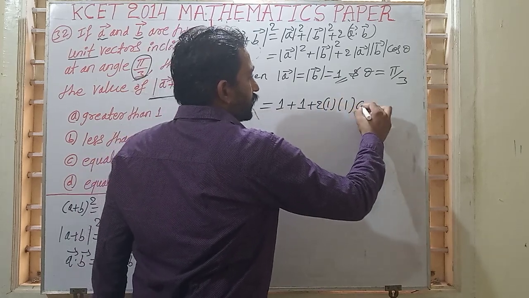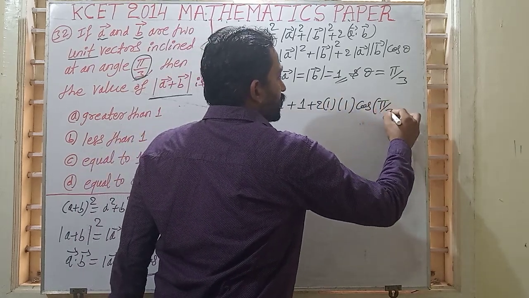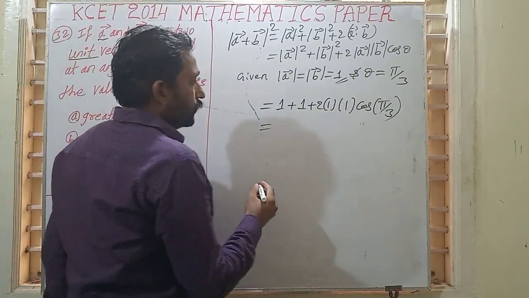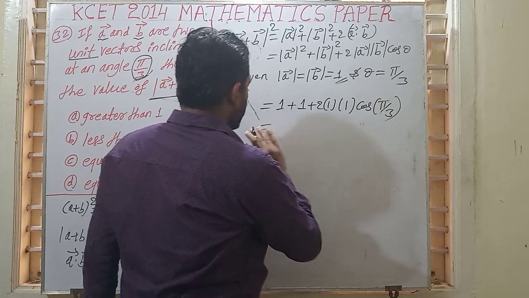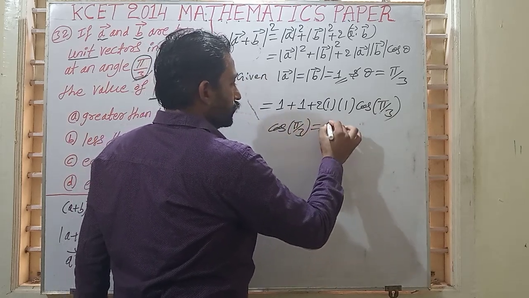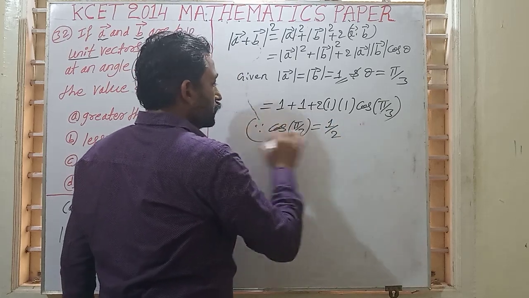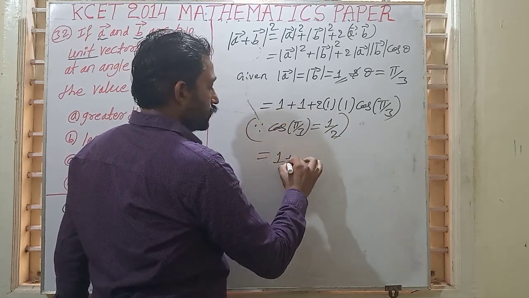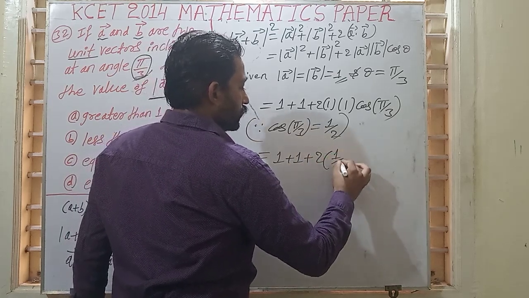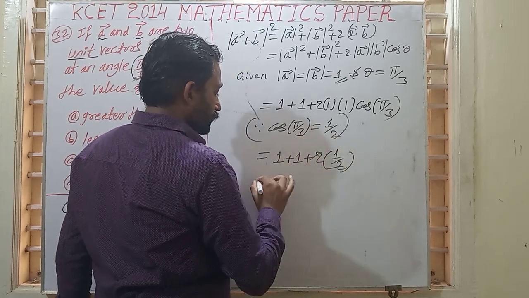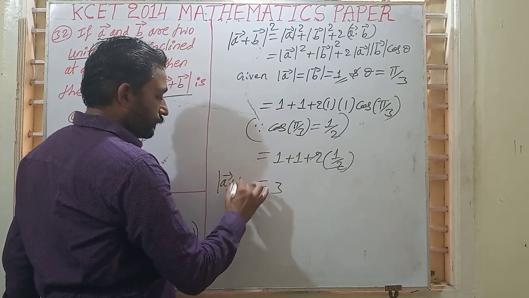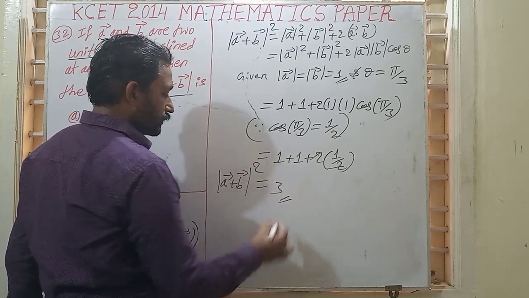Then theta is pi by 3, cos 60 degree, which equals 1 by 2. We know that the value of cos 60 degree, that is cos pi by 3, is equal to 1 by 2. So substitute: 1 plus 2 into 1 by 2. The 2 gets cancelled, 1 plus 1 is 2, plus 1 is 3. So here the magnitude of A plus B whole square is equal to 3.